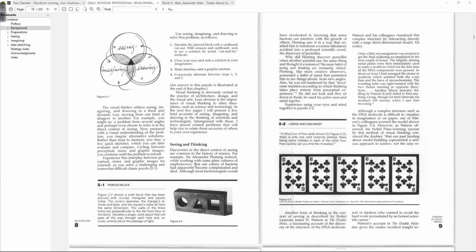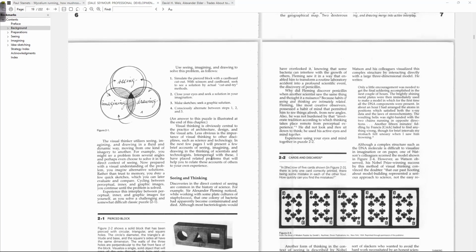Seeing and thinking. Discoveries in the direct context of seeing are common in the history of science. For example, Sir Alexander Fleming noticed, while working with some plate cultures of Staphylococcus, that one colony of bacteria had apparently become contaminated and died, although most bacteriologists would have overlooked it. Knowing that some bacteria can interfere with the growth of others, Fleming saw it in a way that enabled him to transform a routine laboratory accident into a profound scientific discovery.